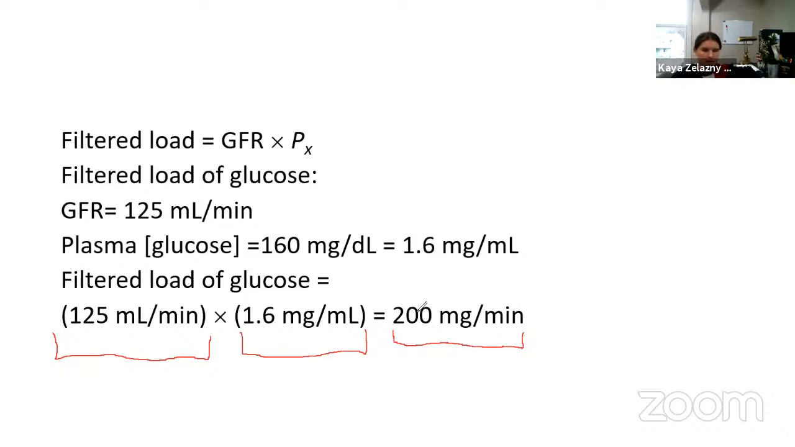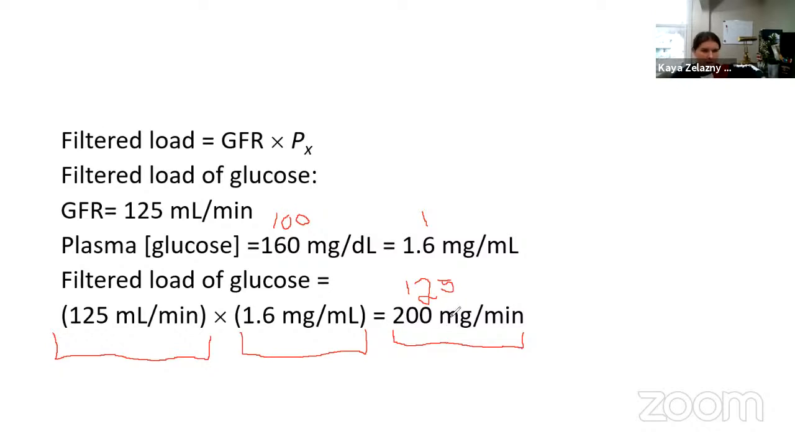And we want to pay attention to these values. So this is higher than our typical, right? Our typical plasma glucose was about 100, which was 1 milligram per milliliter. That's what we did in class on Wednesday, which gave us a filtered load of 125. So we can see our filtered load is going up here.